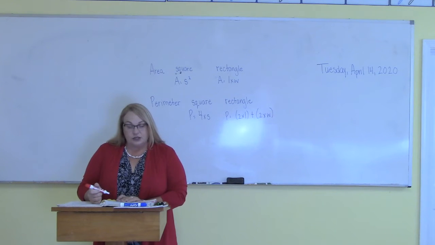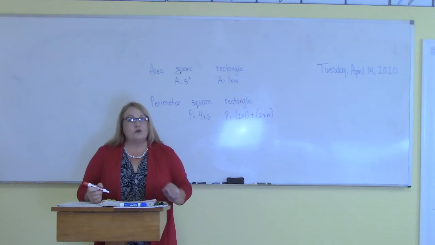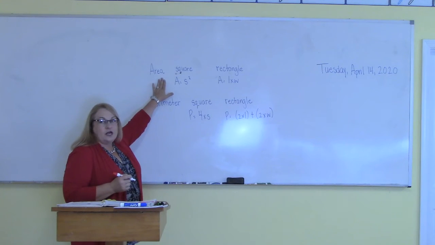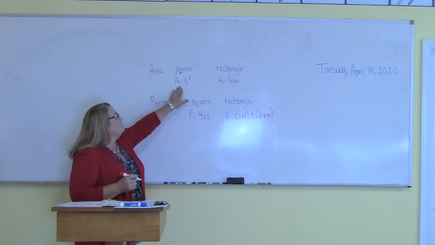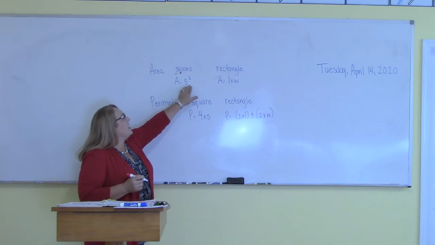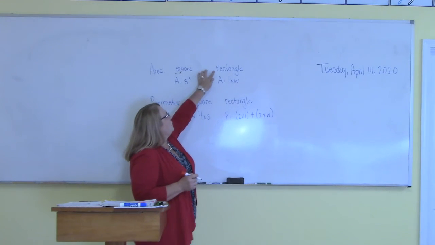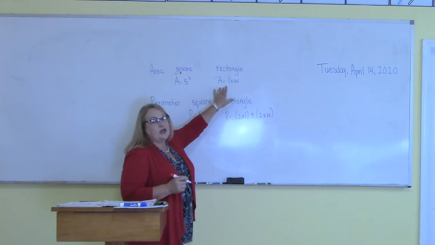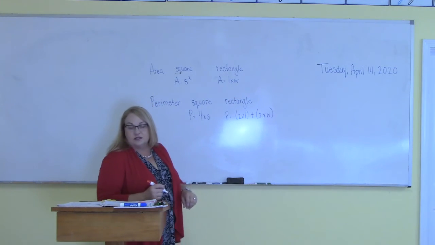Skip down to number 2. This time we're going to find the areas. Remember when you were finding the area of a square, you will use the formula area equals side squared. A equals S squared. Rectangle, area equals length times the width. A equals L times W.